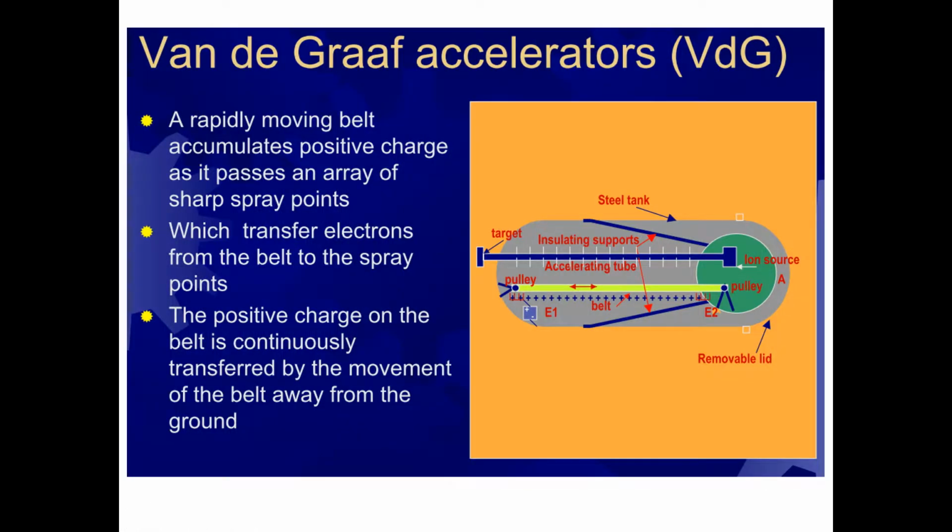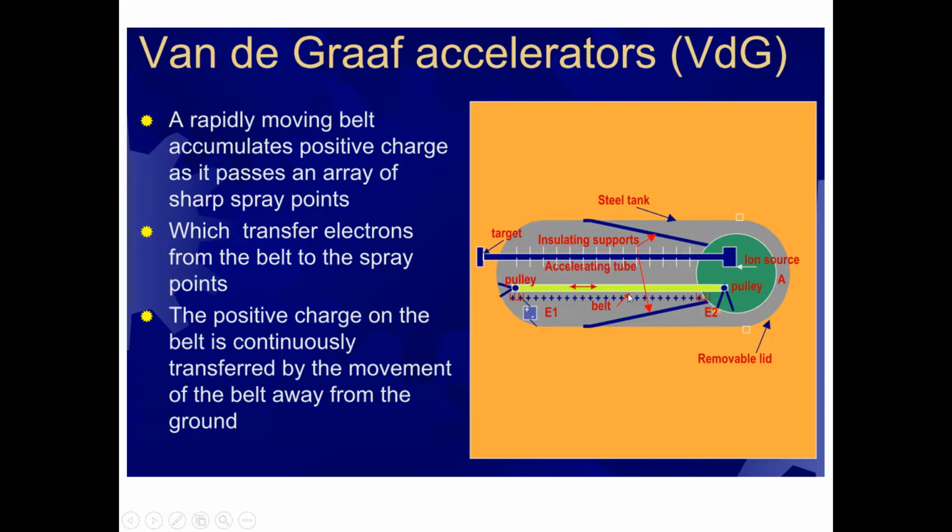So how does the Van de Graaff accelerator look? Here you can see the internal structure of the Van de Graaff accelerator, with its different parts labeled and denoted by their respective functions. The Van de Graaff accelerator consists of a rapidly moving belt. You can see it here in yellow color. It's a rapidly moving belt.